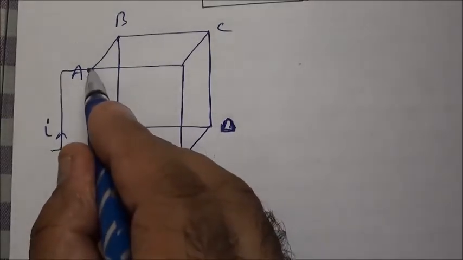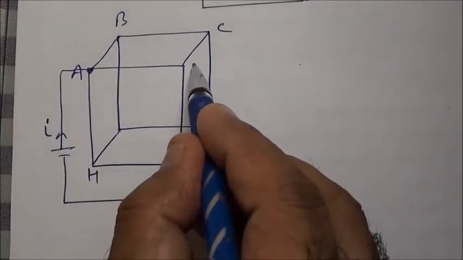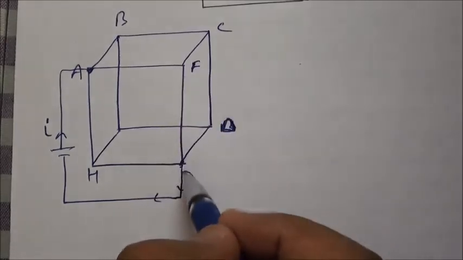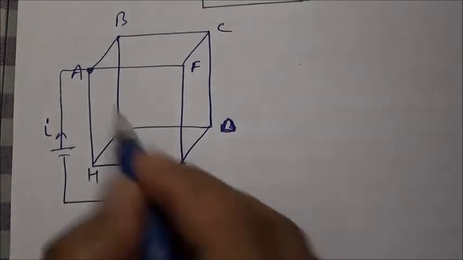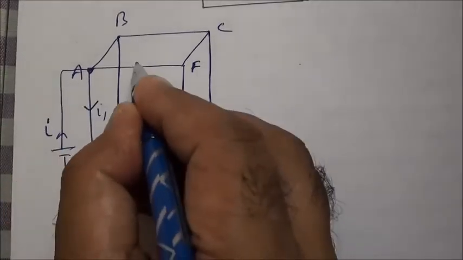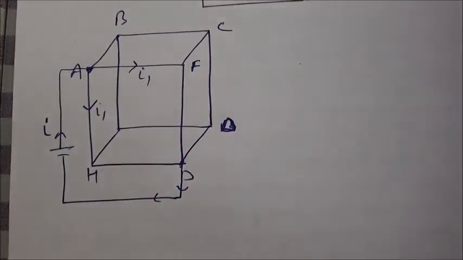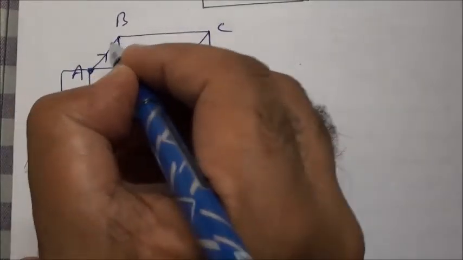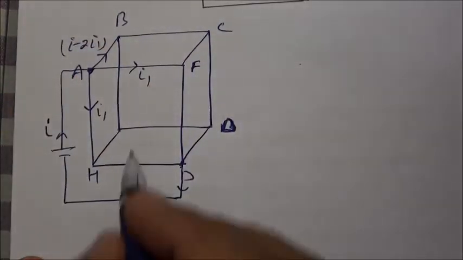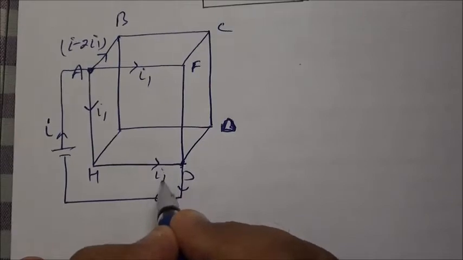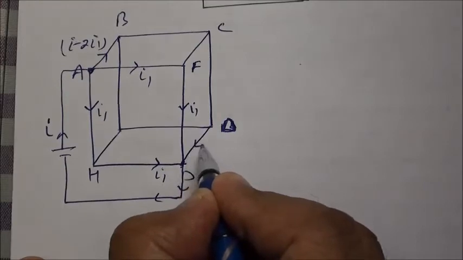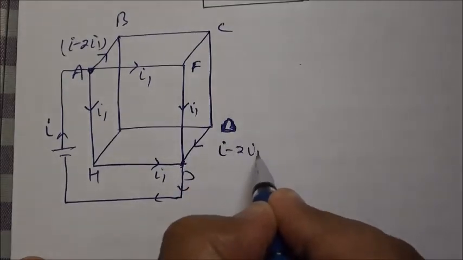So these 2 paths seem symmetrical: A to F, and then F to D, or A to H, H to D. So these 2 paths are symmetrical, but the other one is not. So let us take current from here. Let it be I1, and this also let it be I1. And then from here the current will be I minus 2I1. Now see from this end, I1 will come from here, and same way I1 will come from here, and from here it will be I minus 2I1.